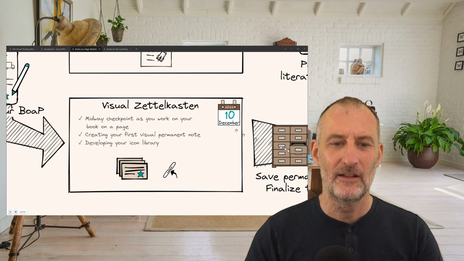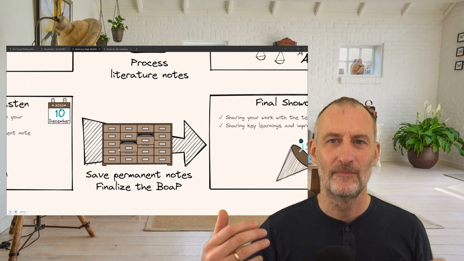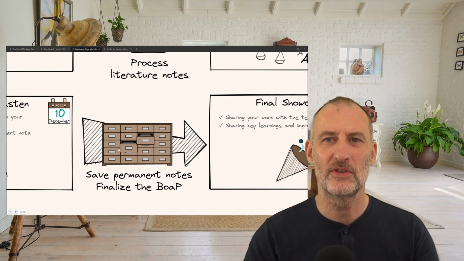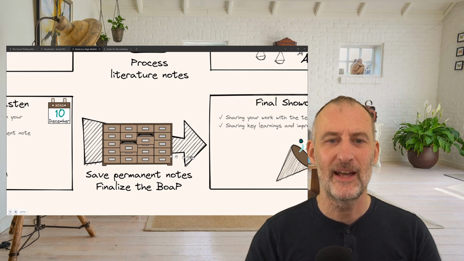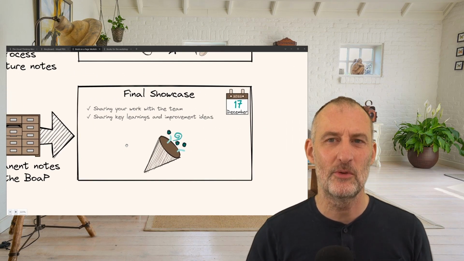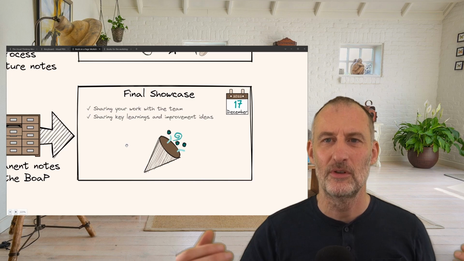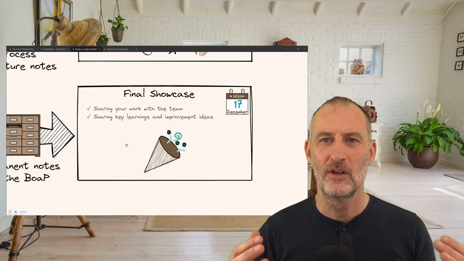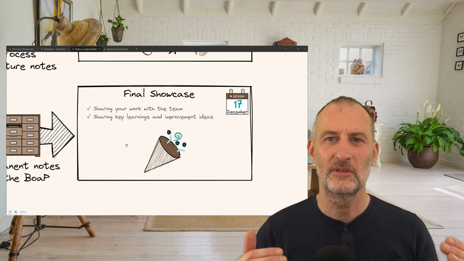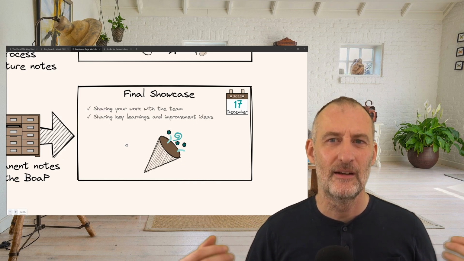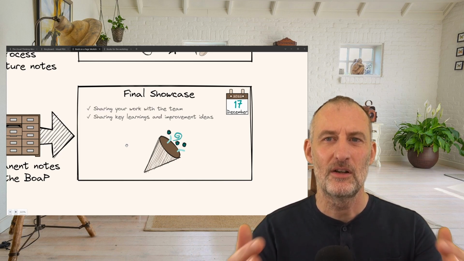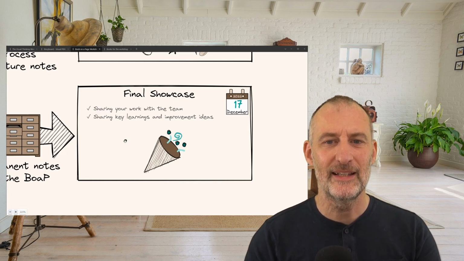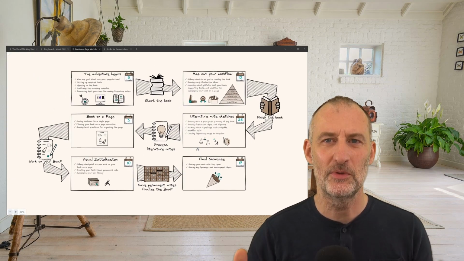You will have another week where you can process your book on a page, as well as you can create some of your visual permanent notes. And we'll have a final showcase and checkpoint meeting when we're going to share each of our book on a page summaries. We're going to talk about the visual notes, permanent notes that we've created, and all together we're going to come up with the learnings from the workshop. So this is my idea for the workshop. I hope you like it.